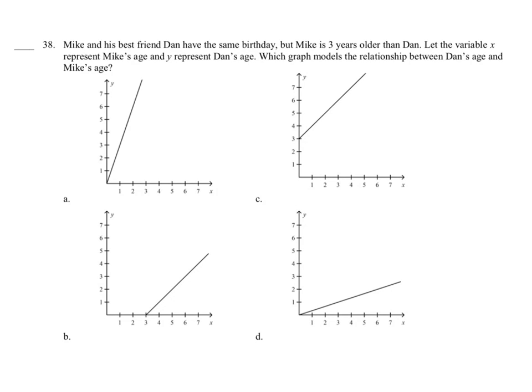Okay, Mike and his best friend Dan have the same birthday, but Mike is 3 years older than Dan. Let the variable x represent Mike's age. Remember, Mike is older.